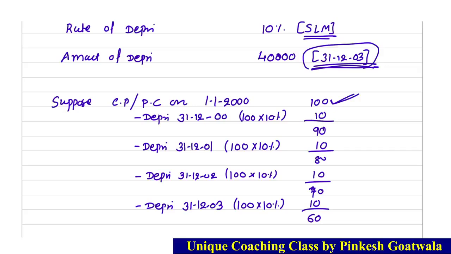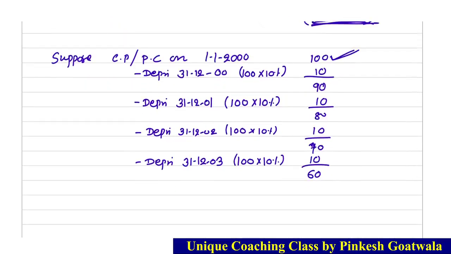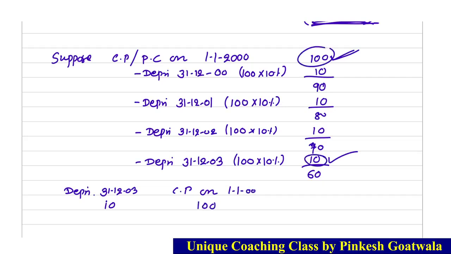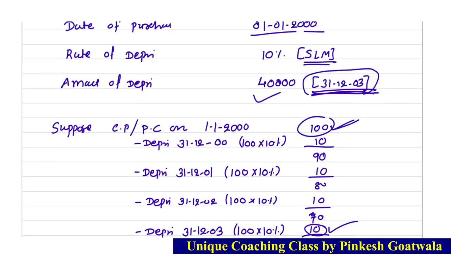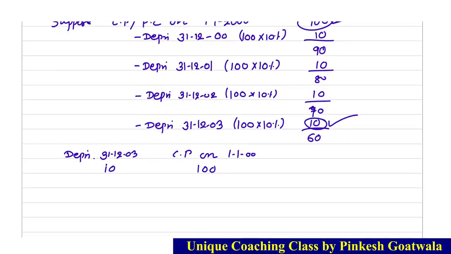So now we put this step. The depreciation we have is of which date? December 2003. So if the depreciation for December 2003 is 10, then the cash price on 1st January 2000 will be 100. When it is 10, then it is 100. So actually our actual depreciation is 40,000. So what will it be in case of 40,000? You will get 4 lakh cash price.